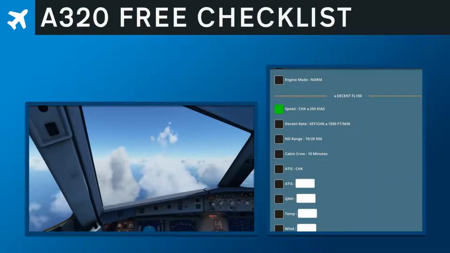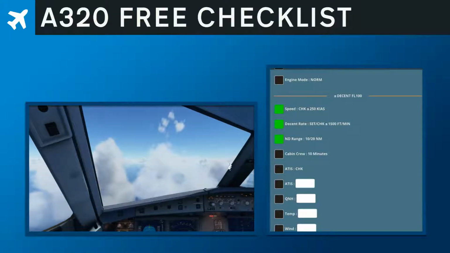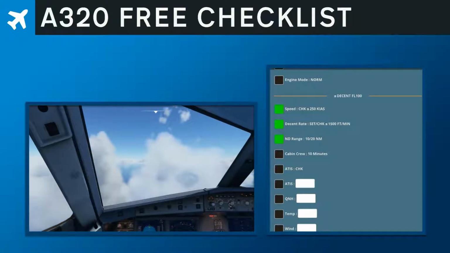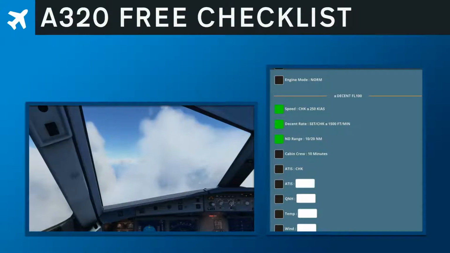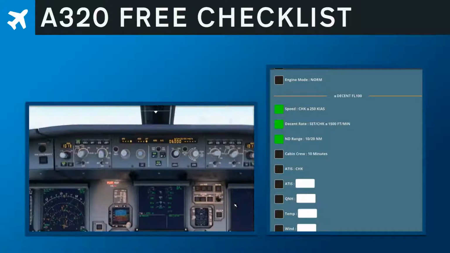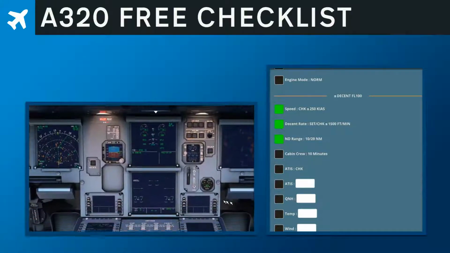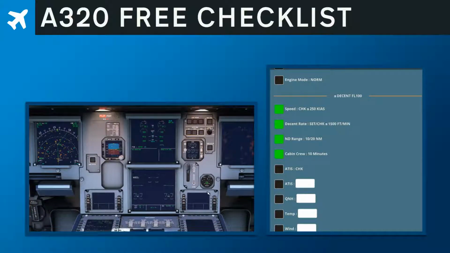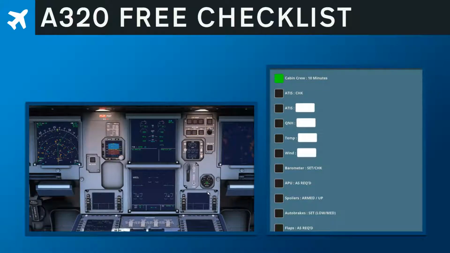Right, back to the checklist then. So descent, ND range set to 10 or 20. I'm not sure we need 10 or 20 at the moment, but we can actually come down to, what's that? That's 40, so that'll be fine. Cabin crew, we can do 10 minutes.